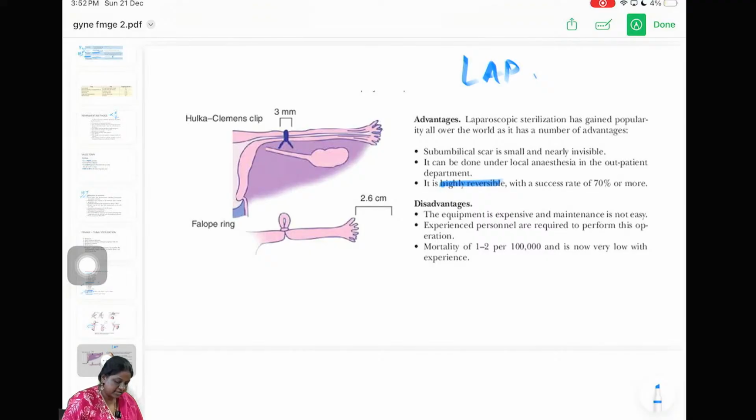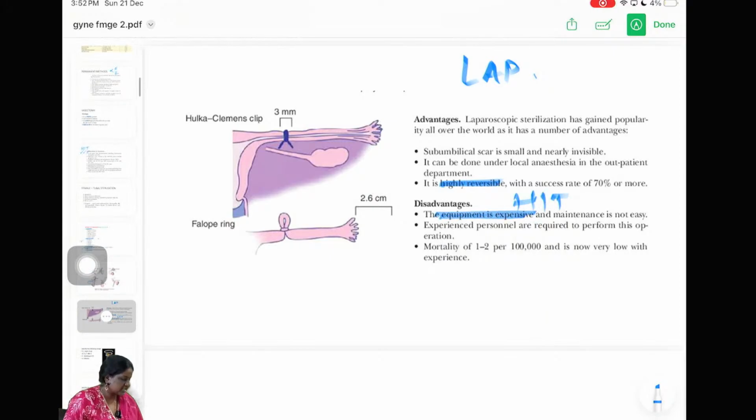But the disadvantage, once again, is going to be the cost. The equipment is very expensive, and you need a learning curve to do this.